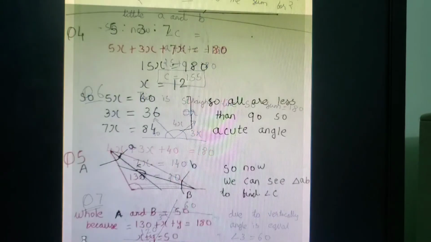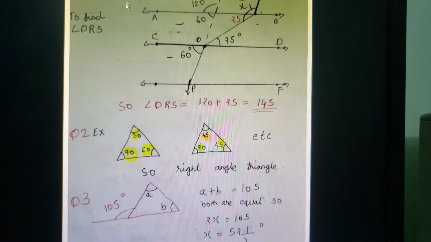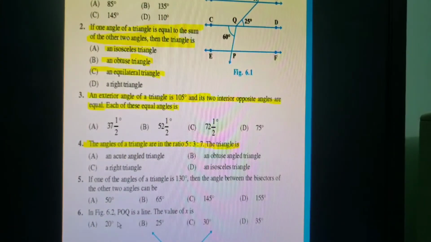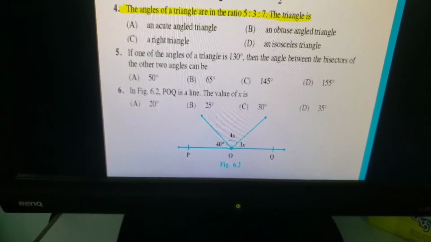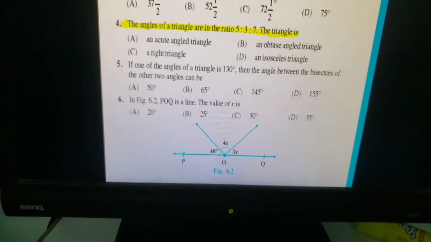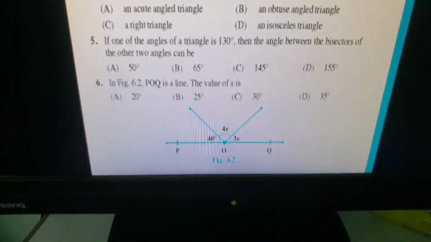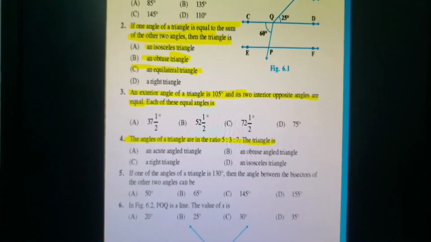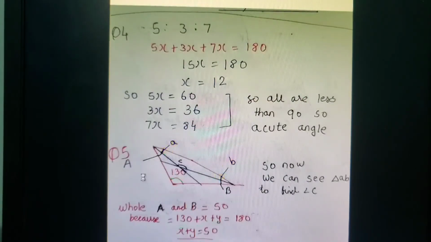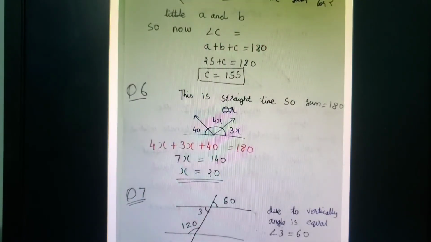Okay. Now moving on to question number 6. Okay, I will show the diagram. In figure 6.2, POQ is a line. Find the value of x. We have just been asked the value of x, so you can watch the question carefully. Okay, we just have to find the value of x. Yeah, this is our question. Hope you can see it carefully.